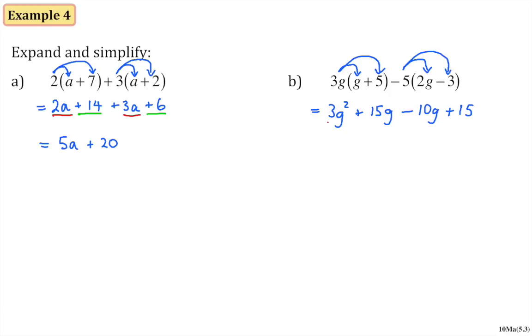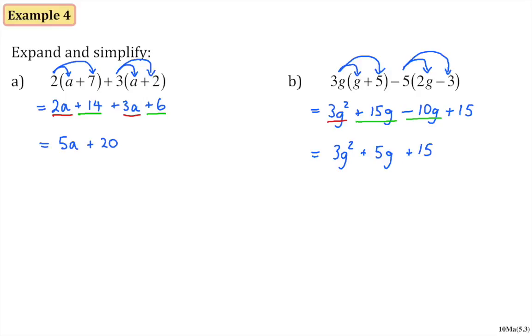Now, when you look at the 3G squared, there are no other G squared terms. So in my solution, I'll have a 3G squared. But when I look at the G terms, I have plus 15 minus 10, which gives me 5. So I get plus 5G, and the plus 15 can't be added to any other numbers because there are no other numbers. So the first line of working is my expanding. The second line is my simplifying.